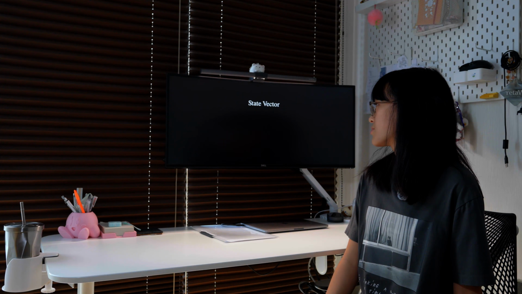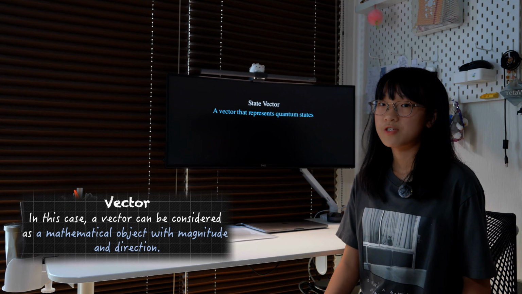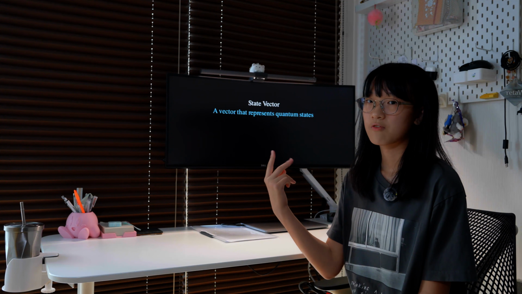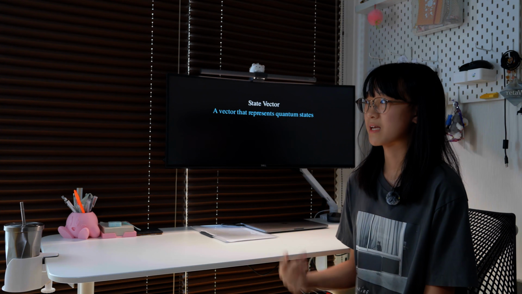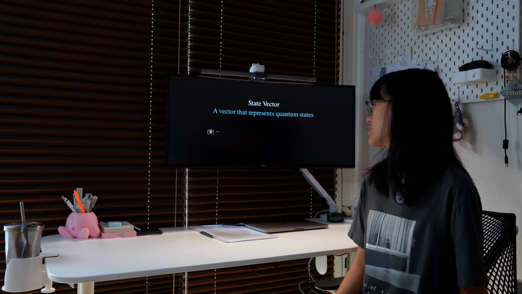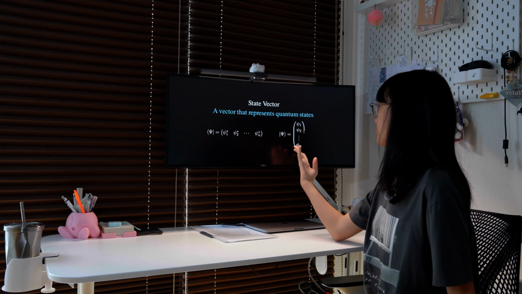Firstly, quantum states are represented by state vectors. Vectors are mathematical objects with a magnitude and direction. There are two types of state vectors, bra vectors and ket vectors. They are row vectors and column vectors respectively. Let's see how they look. Just like this. This is a bra vector and its corresponding ket vector.